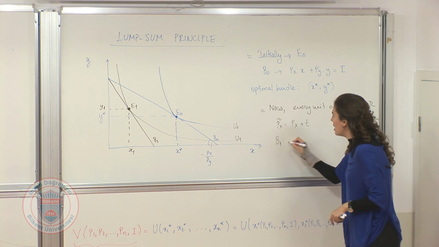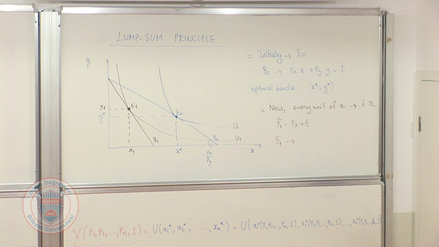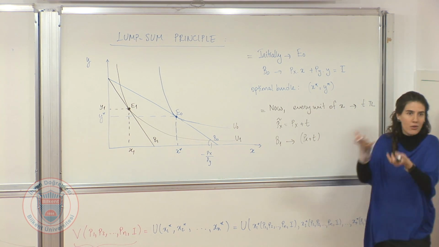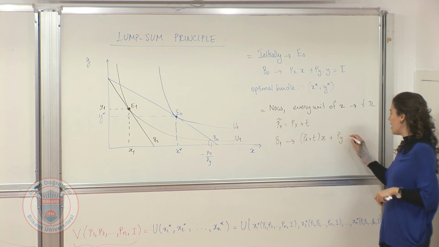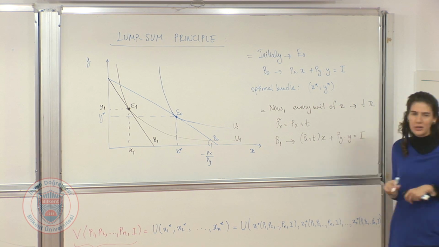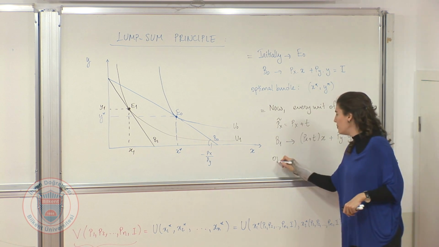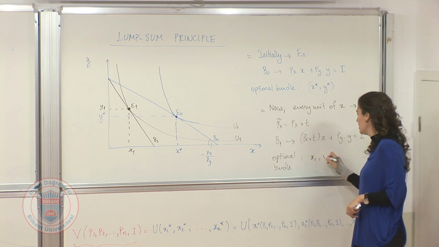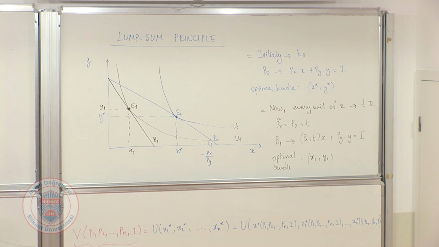So the new budget line is B1. Tell me the equation of this new budget line. Px plus T, or Px tilde, because now it's the new price of X, times X plus Py times Y, which is equal to I. The consumer's income didn't change. And we said that the optimal bundle in this case is X1, Y1.